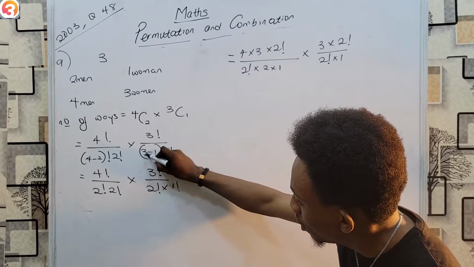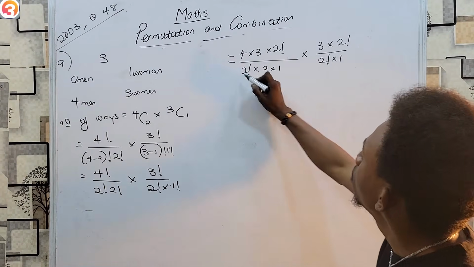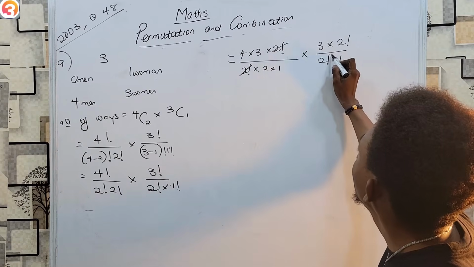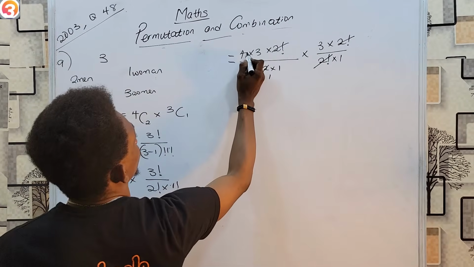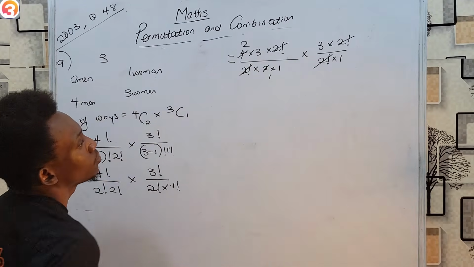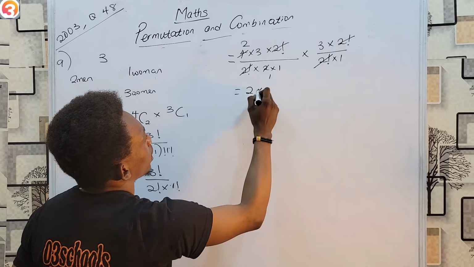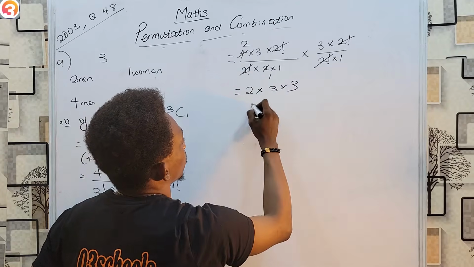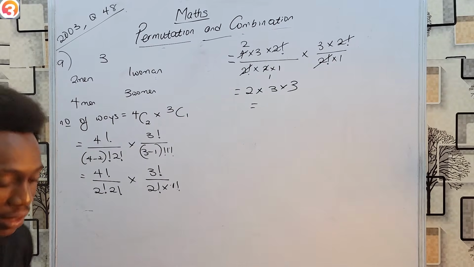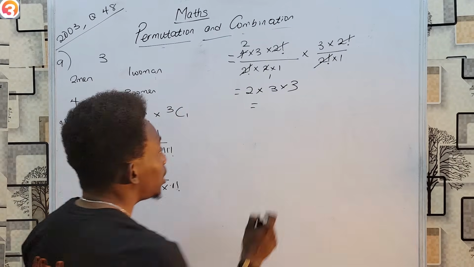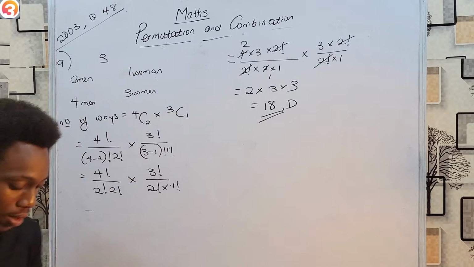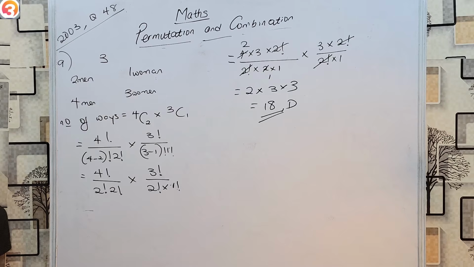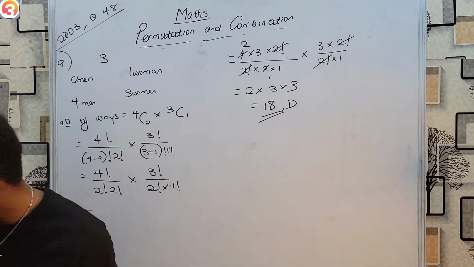3 minus 1 is 2. So 2 factorial cancels 2 factorial. 3 into 4 is 2. And I'm left with 2 times 3 times 3. 2 times 3 is 6. And 6 times 3 is 18, which we can see in our options as option D. So you see, these are very, very easy.